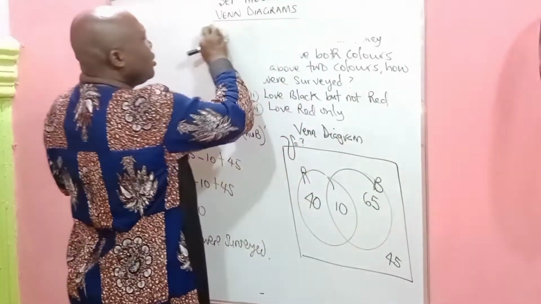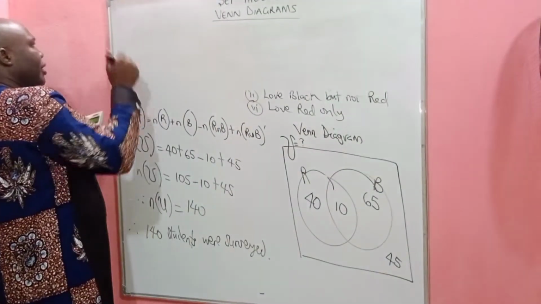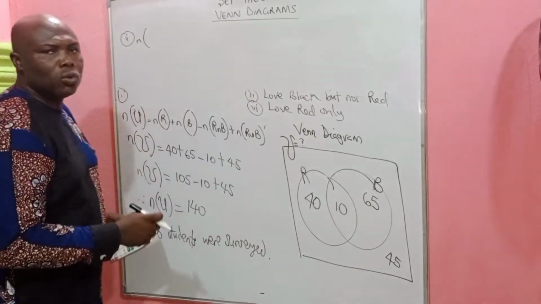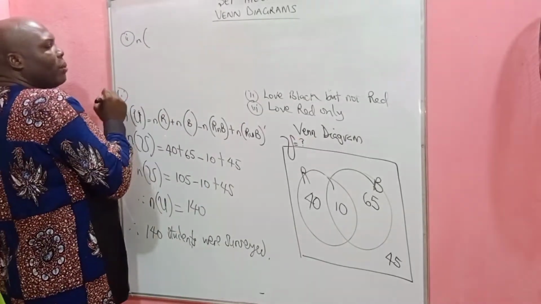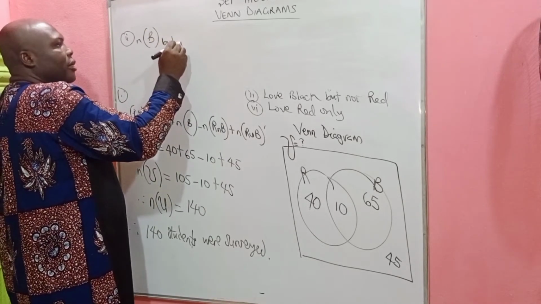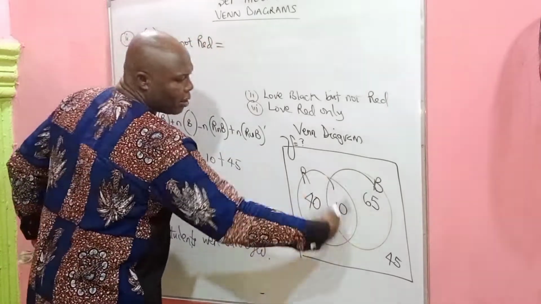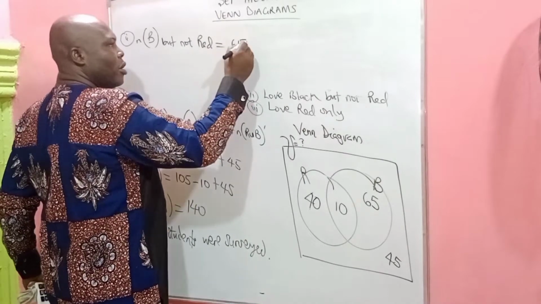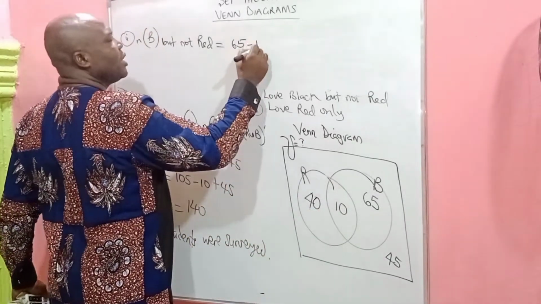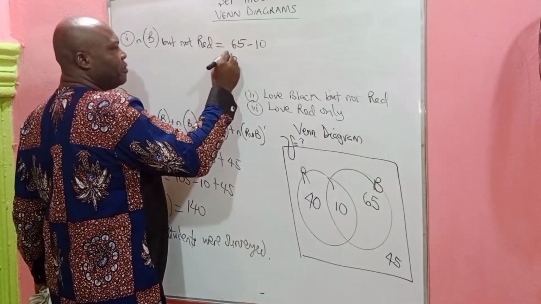All right, we're going to find out those that love black but do not love red. The number of those that love black but not red will be equal to how many love black? That's 65, minus how many love black but also love red? 10. So you take away the 10. It means those that love black but not red will be 55 in number.